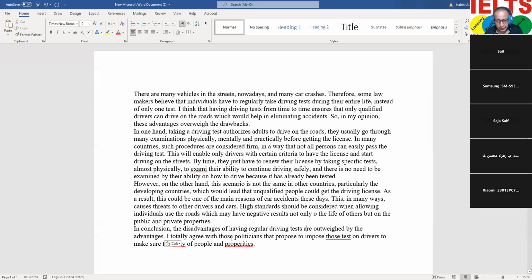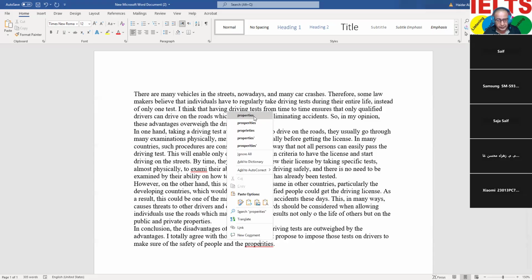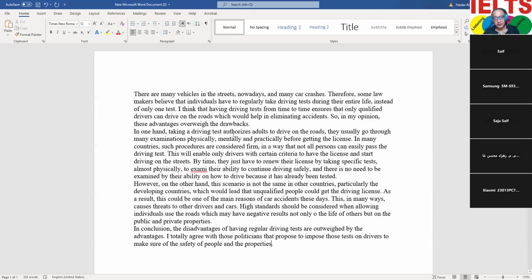Okay. I totally agree with those politicians that propose to impose those tests on drivers to make sure the safety of people, to make sure of the safety of people and the properties. And their properties, no problem. And the properties without the E, don't forget that. Without the I, sorry. Properties, okay?